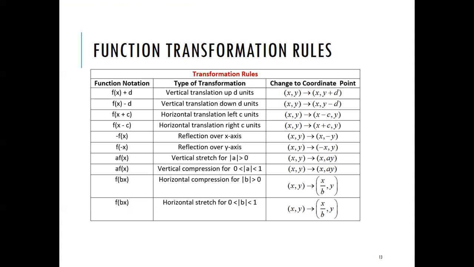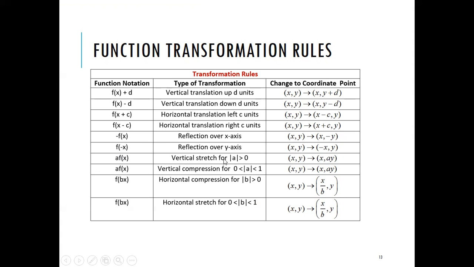Okay? When there's a negative f of x, so a negative's on the outside of my function, that's a reflection over the x-axis, and that's because it's changing the value of my y's. If it's f of negative x, it's a reflection over the y-axis because it's changing the value of my x's.